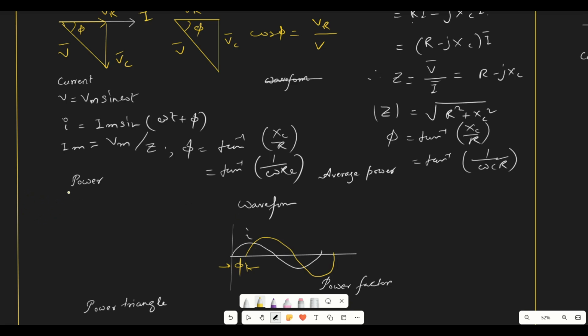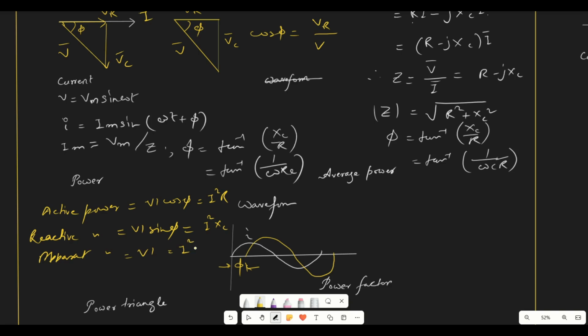Similarly to the earlier case, the active power will be given as VI cos phi, which is I square R. Then comes reactive power, which is VI sin phi, which is I square XC. And we have the apparent power, which is given as VI, which equals I square Z.